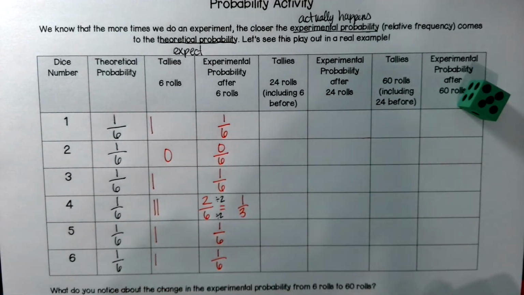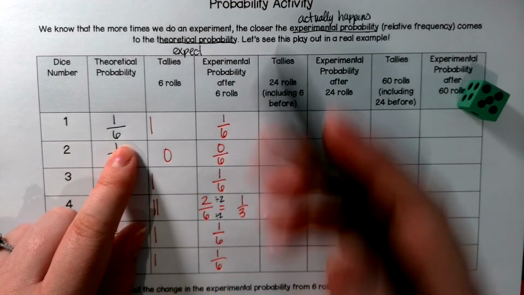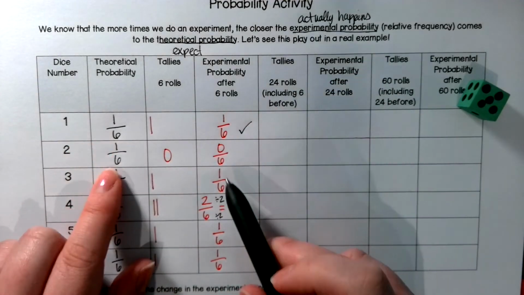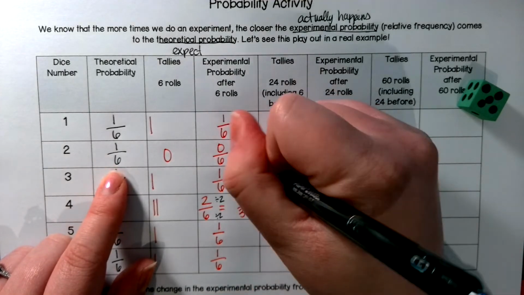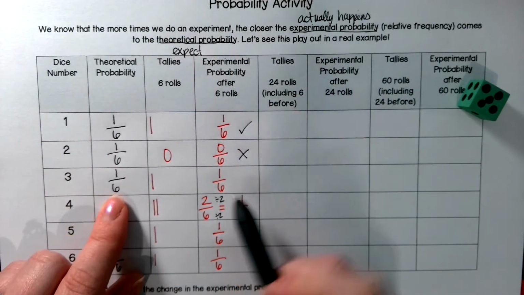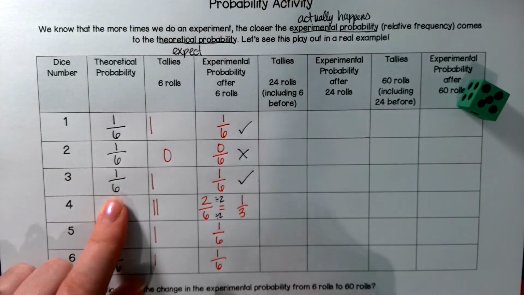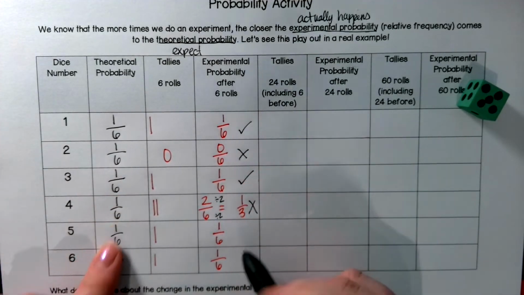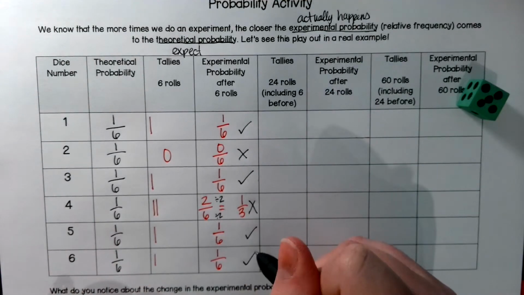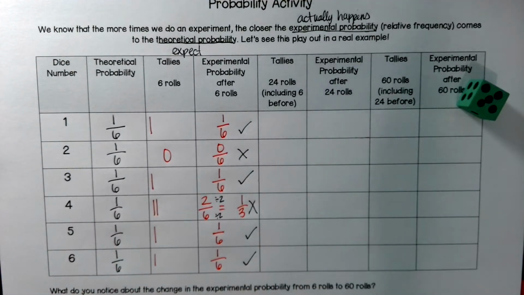So if we take a look, rolling the 1, that matched. Rolling a 2, my experimental and my theoretical probability did not match. My 3 probability matched. My probability of rolling a 4 did not match. My 5 and my 6 both matched. So now we're going to roll some more.